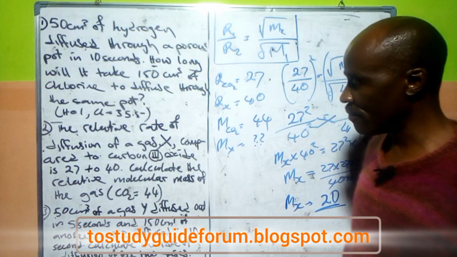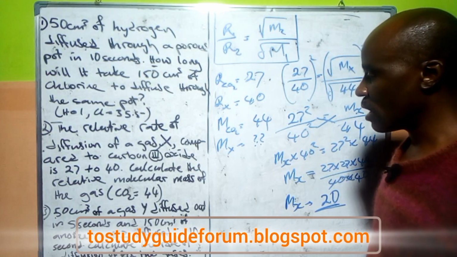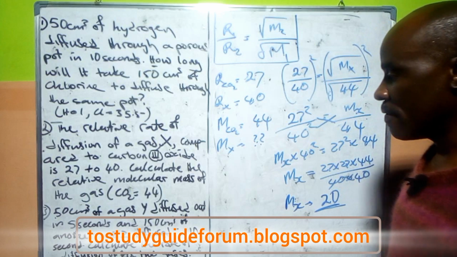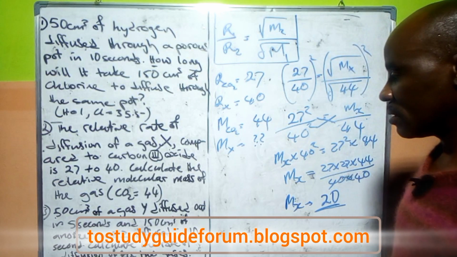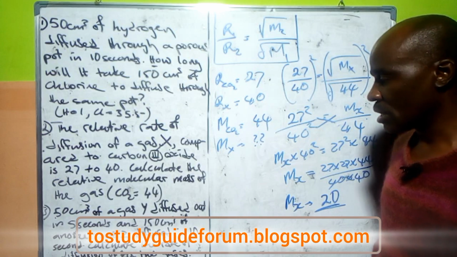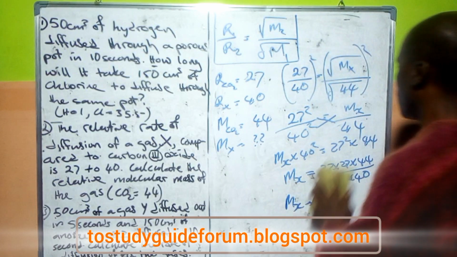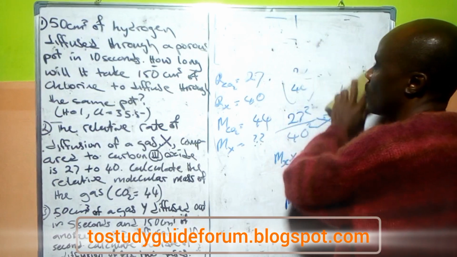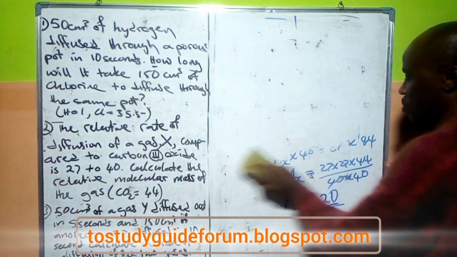Then the final one we have here said a 50 cm cube of a gas Y diffused out in 5 seconds, and 150 cm cube of another gas Z diffused in 10 seconds. Calculate the rate of diffusion of the two gases. Now we're looking at the rate of diffusion of the two gases. That's what we're going to be solving now.